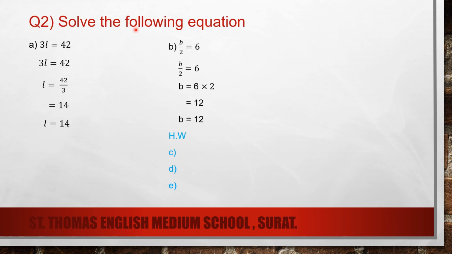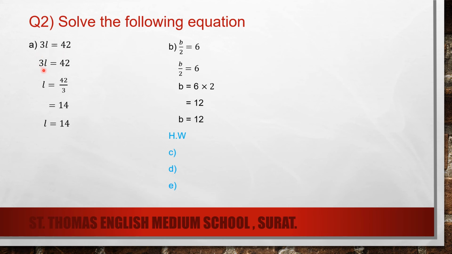Question number 2. Solve the following equation. A. 3L is equal to 42. So here this is multiplication. If multiplication goes here, it becomes division, and if division goes, it becomes multiplication. Okay. So plus minus, minus plus, multiplication division, division multiplication. Like this you have to remember.